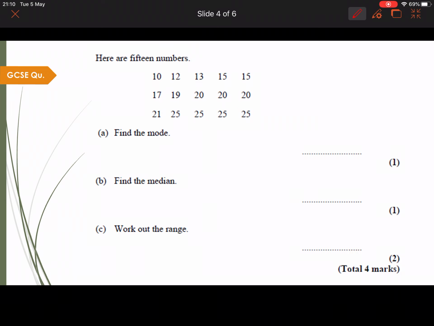Here is a GCSE question for you to try. Press pause and have a go, and when you're ready, press play.